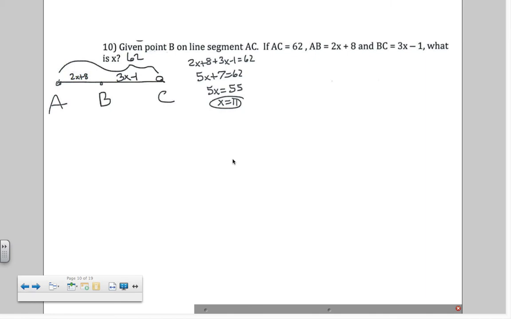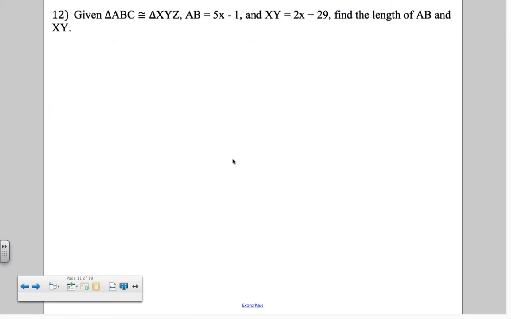So you can try the next few problems and then press play when you're ready, or just keep watching the movie. Again, modeling the situation before we go to solve it. Let's look at 12. Given triangle ABC is congruent to triangle XYZ, you can see that we can go ahead and draw that out. We're given AB is 5x minus 1, XY is 2x plus 29. Find the length of AB and XY.